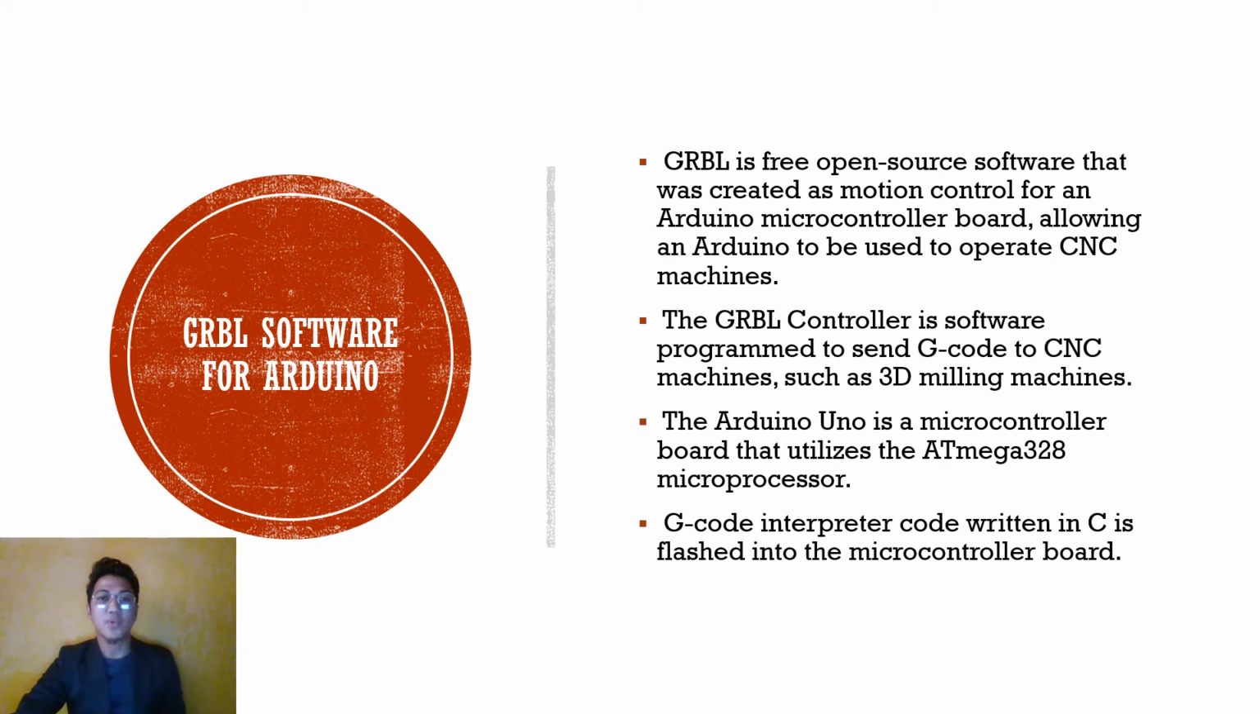GRBL software for Arduino. First point, GRBL is free open source software that was created as motion control for an Arduino microcontroller board, allowing an Arduino to be used to operate a CNC machine. Second, the GRBL controller is a software program to send G-code to a CNC machine such as a 3D milling machine. Third, the Arduino Uno is a microcontroller board that utilizes the ATmega328 microprocessor. And the last one, G-code interpreter code written in C is flashed into the microcontroller board.